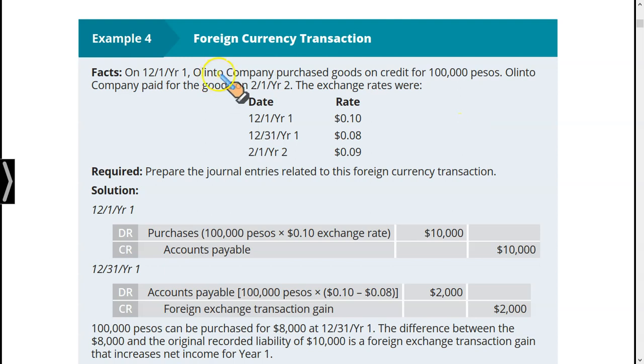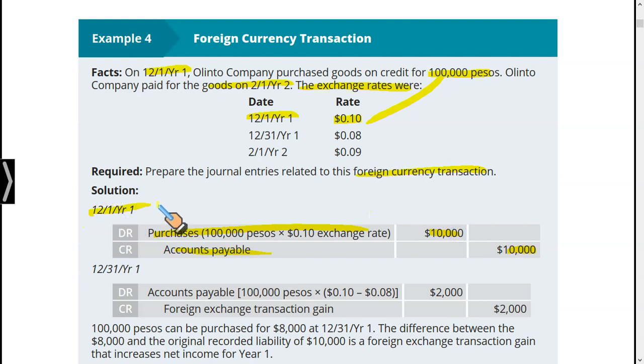Let me show you. Altino company purchased goods on credit on this date for 100,000 pesos. Altino company paid for goods on 1st of February. The exchange rates were this when the transactions were entered into. Prepare the journal entries related to this foreign currency transaction. So when this transaction occurred, 100,000 times 0.1, that is $10,000, right? This is the exchange rate. I will tell you how this calculation is done as we proceed. So this is the entry you're going to make. Purchase is debit, and you're going to credit accounts payable. On which date? On 1st of December, year 1.